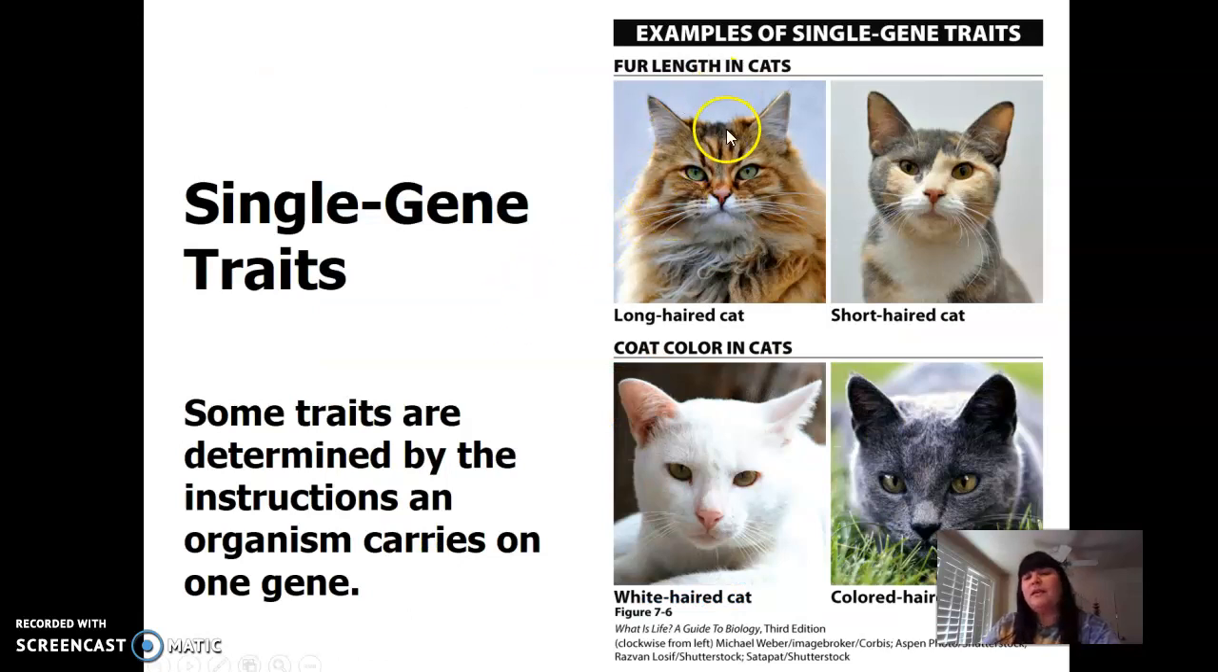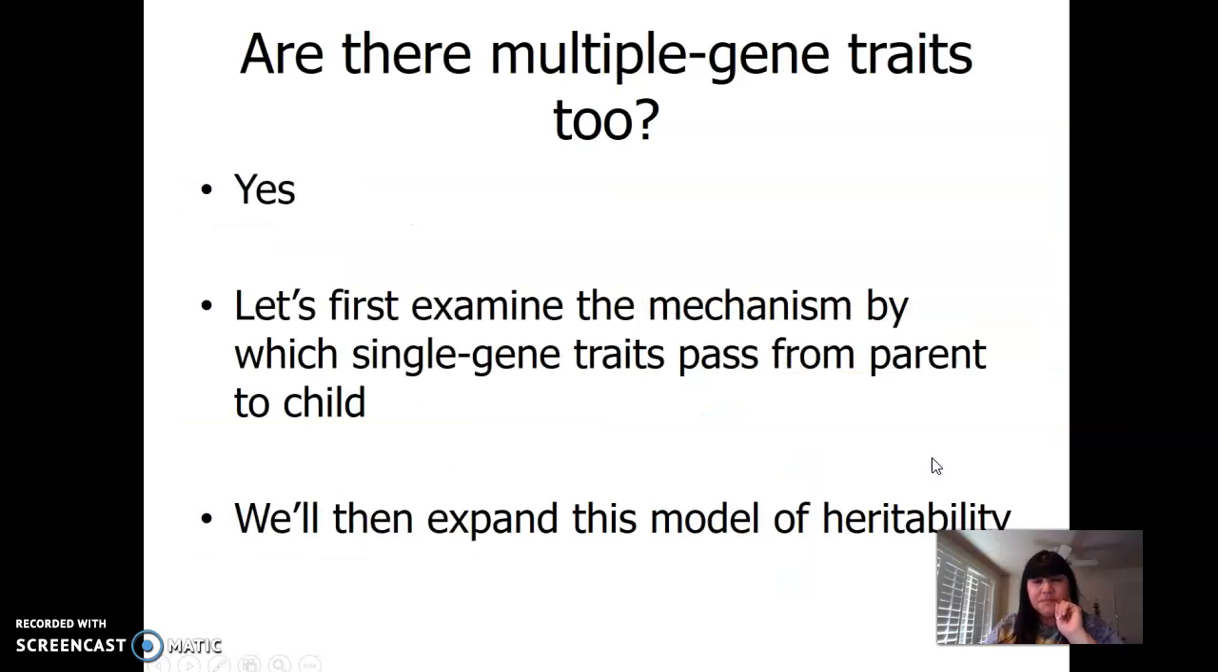Here, there are certain traits, like for length in a cat, where one gene can affect long hair versus short hair, or color of cat. Are there multiple gene traits? Yes, of course there are. Think of height. People are not just 6 feet tall or 4 feet tall. They can be all the way in between. So multiple genes can code for a certain trait.